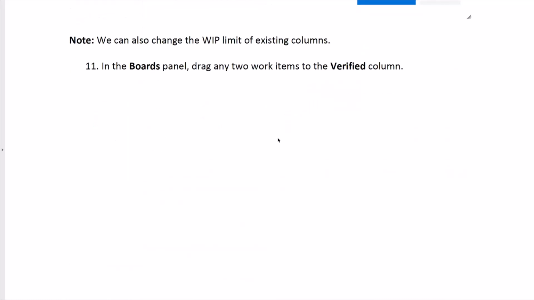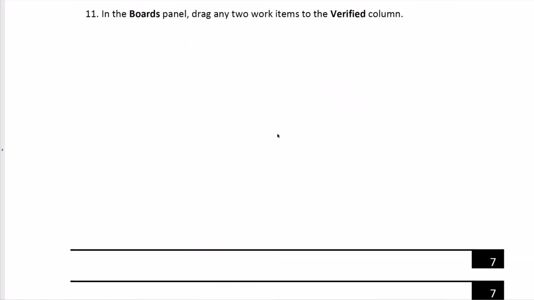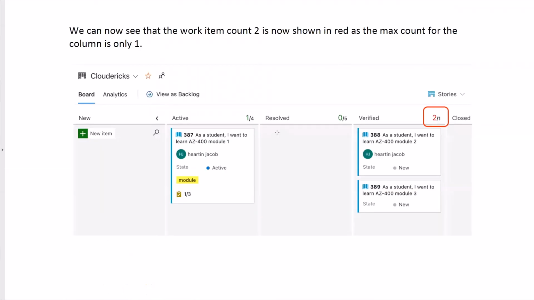In the boards panel, drag any two work items to verified column. You can see that we have more work items than the WIP limit. So it will be shown in red.